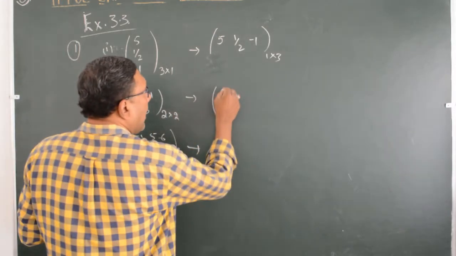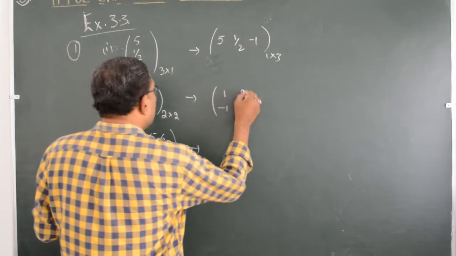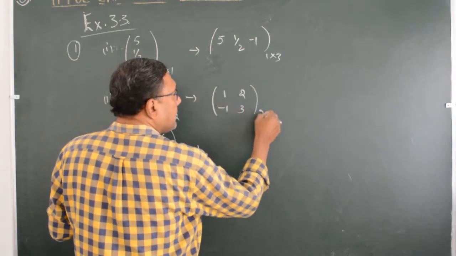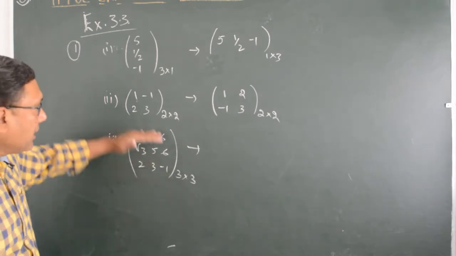I will write 1, minus 1. Watch it. And here it is 2, 3. Order remains the same, 2 by 2. This is called the transpose of a given matrix.